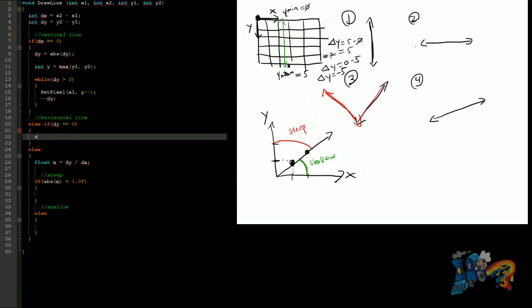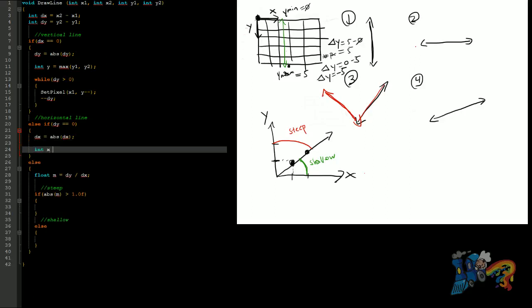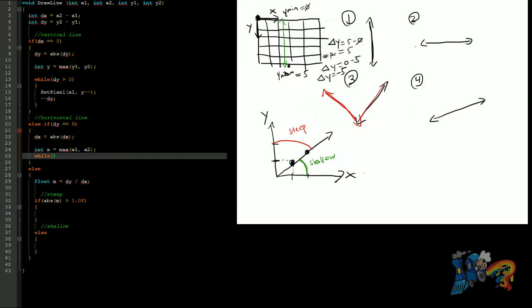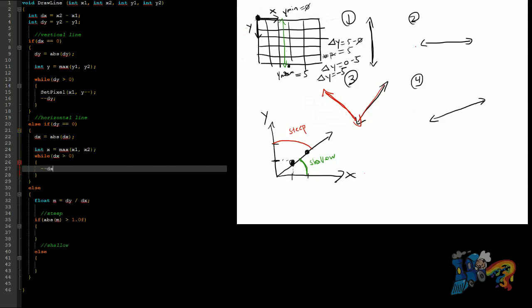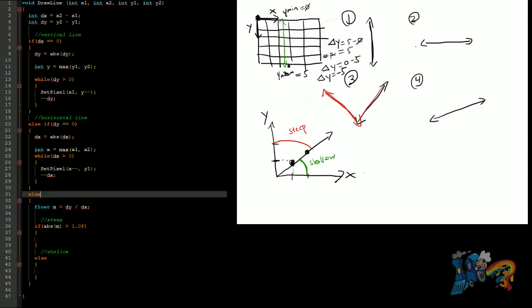Okay, simple. Horizontal has the same concept, so I won't over explain that. We'll just do the following. Change in x is equal to the absolute value of dx. Int x is now equal to the maximum between our two x's. We're going to loop while our dx is greater than 0, so we are looping dx times, and we're going to set the pixel where our x value decrements each time, and our y value can be either y1 or y2. So now we have our vertical line and our horizontal line.